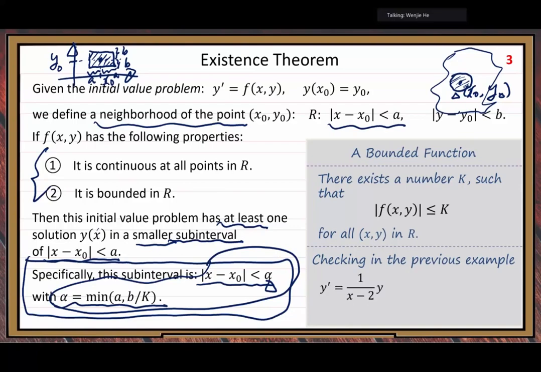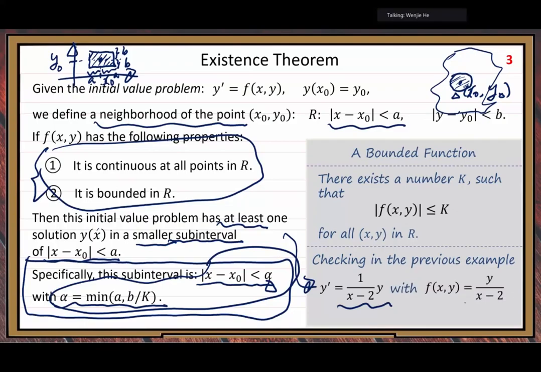Checking the previous example, now we want to use this existence theorem to see why it violates the two conditions. Here, we need to check these two conditions. First, continuity. Is this f function continuous at all points in R? No. But how can you see it's not continuous?